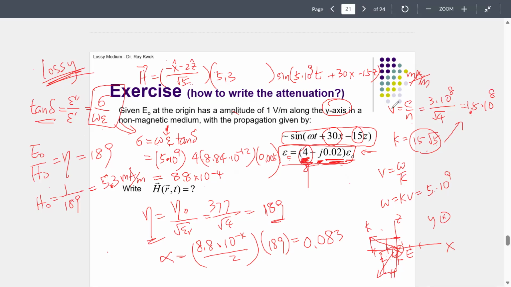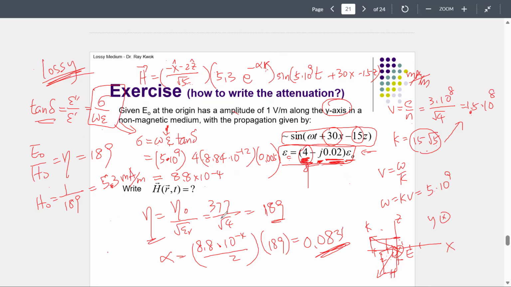So this is 5.3 milliamp per meter. But wait, we're not done yet. Why? Because we're dealing with a lossy medium, we have to have an e to the minus alpha R. Alpha is here. We just put the alpha in here. But how do I handle the R? What does R mean here? We'll come back to this point again, but let me tell you what to do right now. We'll come back and explain why we can do that later.